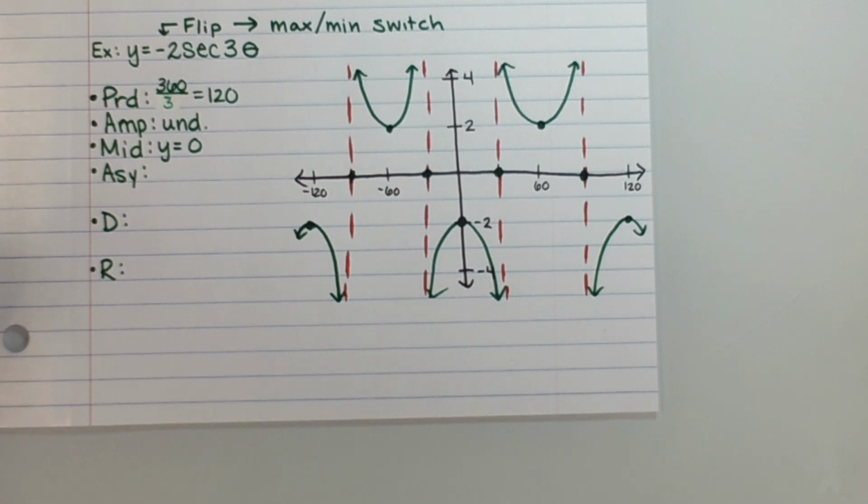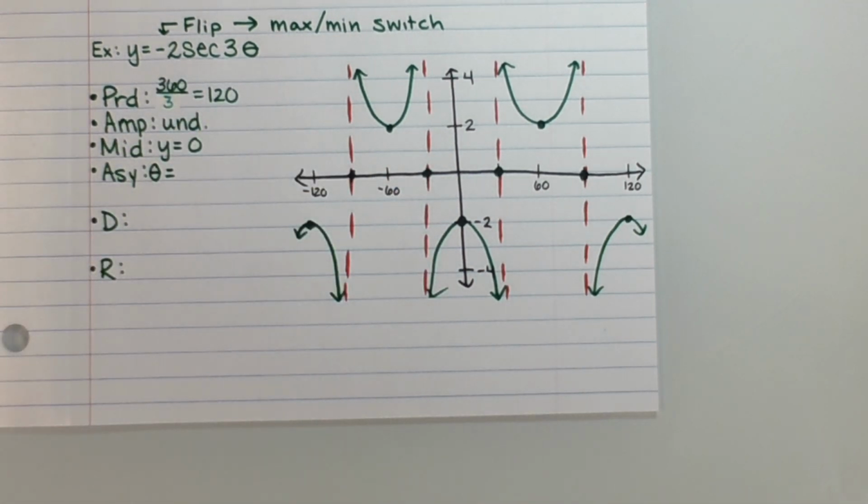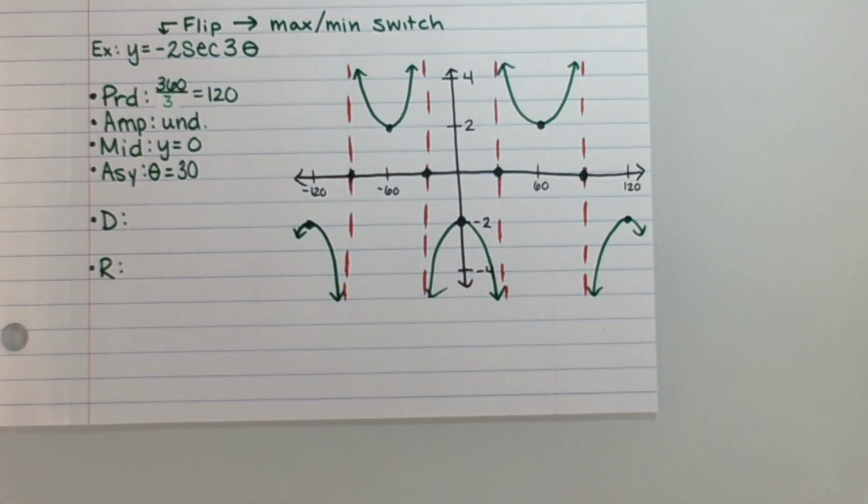Asymptotes: theta equals... possible first number? Someone other than Xavier who's answered most of my questions. 30. Is that the only possible number we could have put? No, we could have also put negative 30 or negative 90 or positive 90 or any of the others. If you want to be obnoxious, please don't be obnoxious.